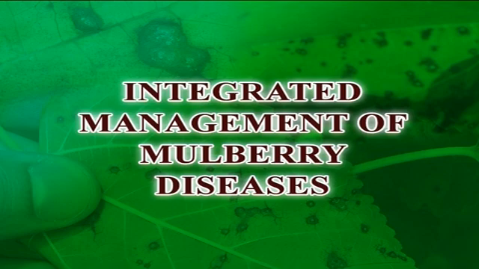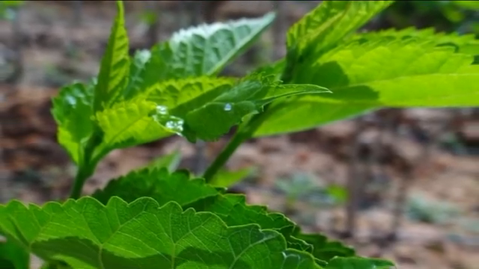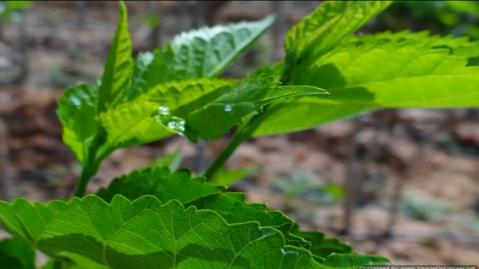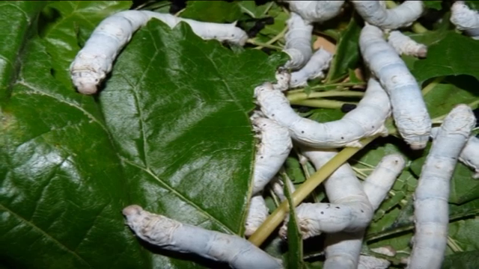Dear students, in today's lecture, let's make an attempt to know about integrated management of mulberry diseases. Introduction. Mulberry, the sole source of food for the silkworm Bombyx mori, contributes 38% towards harvesting a successful cocoon crop. The quality and quantity of silk produced by silkworm depends on the quality and yield of mulberry leaf.